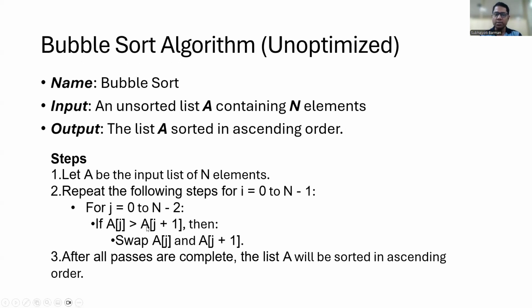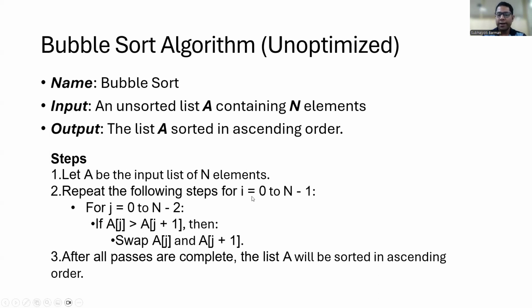If I get any contradiction, we will swap them. So ultimately, we will get a sorted representation of A. Clear? But some optimization is possible within this algorithm.